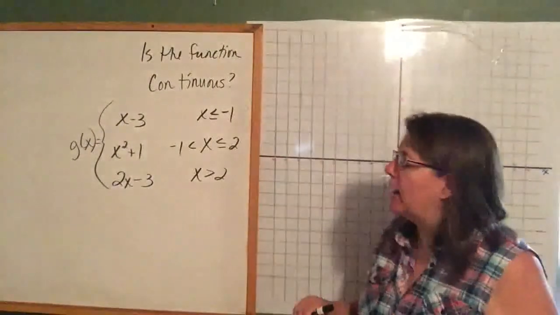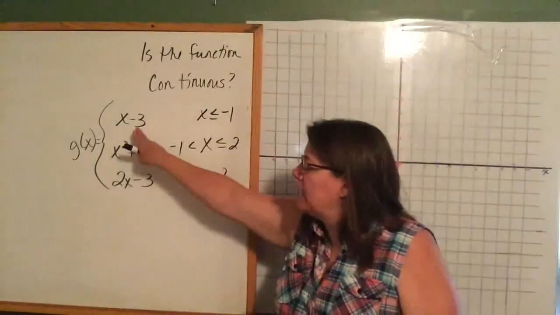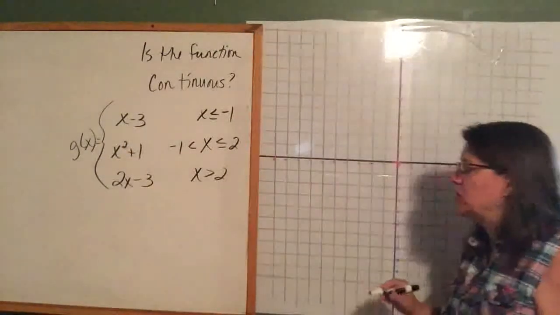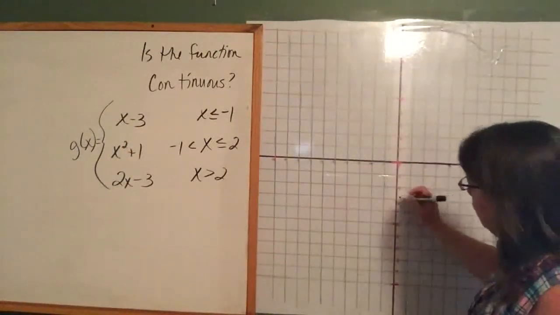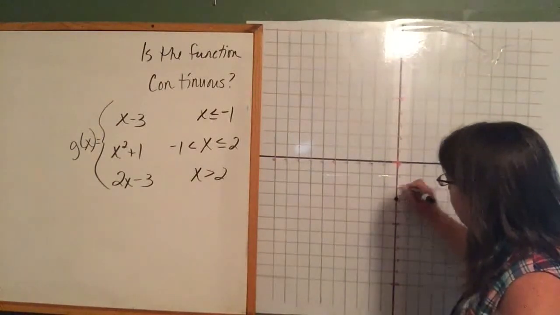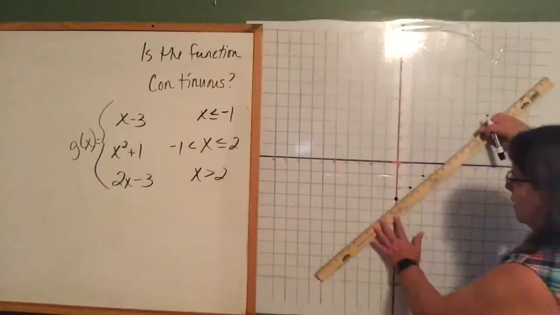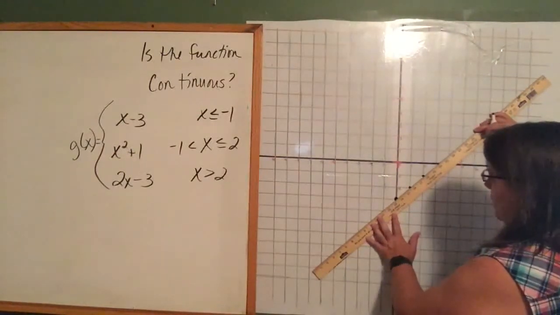So what I would do to graph this, if I look at x minus 3, so slope is 1, y-intercept for that function is -3. So at -3, I have a slope of 1. So the line they're talking about there is this one right here.